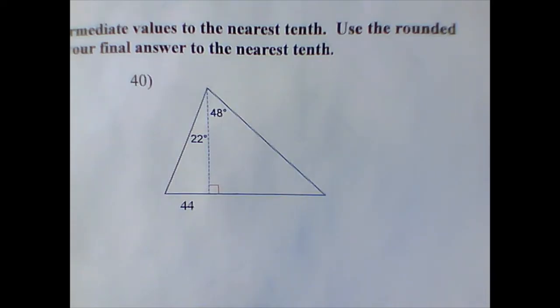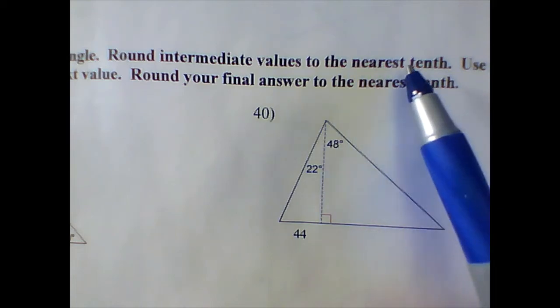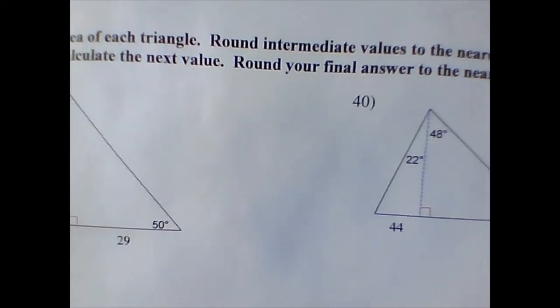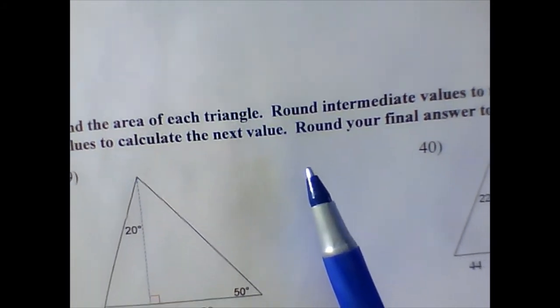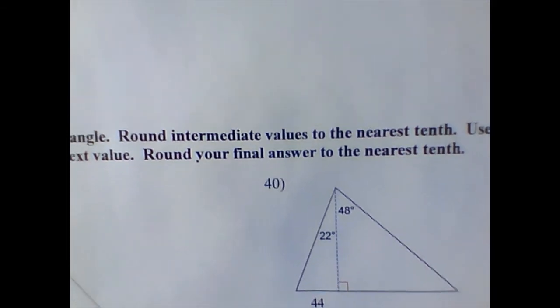By request, we are doing problem number 40, which is the very, very last problem on the worksheet and kind of uses all of the trig stuff. The instructions are telling us we're going to be rounding to the nearest tenth. We're going to use these rounded values to calculate next values. So we're going to have some intermediate values. That means middle answers that really aren't the answer.